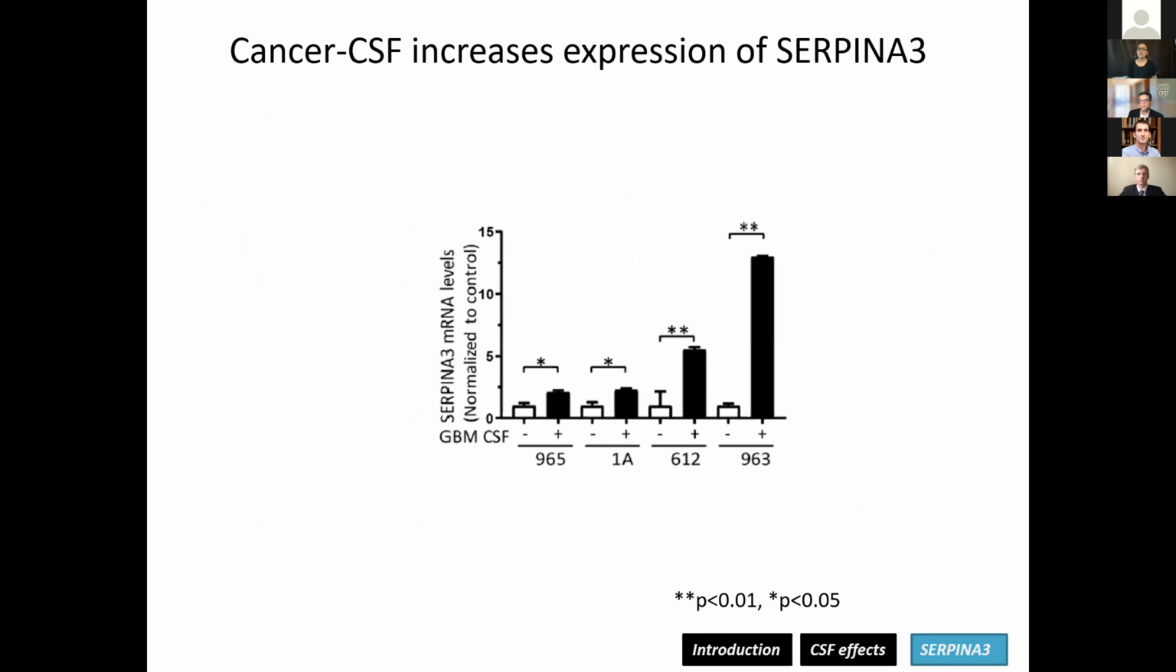Then we wanted to see if the cerebrospinal fluid also had a role in promoting the expression of SERPINA3. What we did was to condition cancer cells with this cancer cerebrospinal fluid, and in fact we saw that this conditioning overexpressed the mRNA levels of SERPINA3 in 4 different primary brain tumor or glioblastoma cell lines.